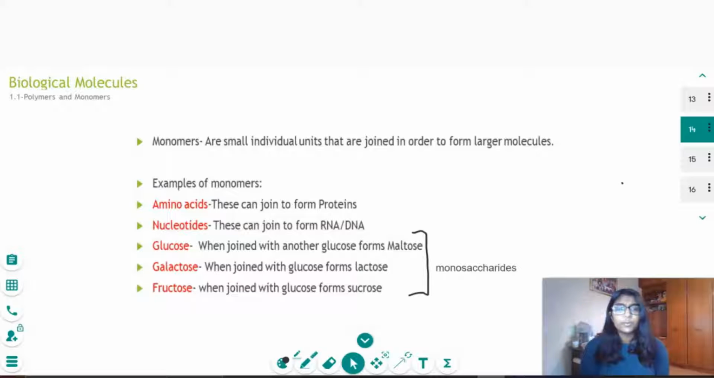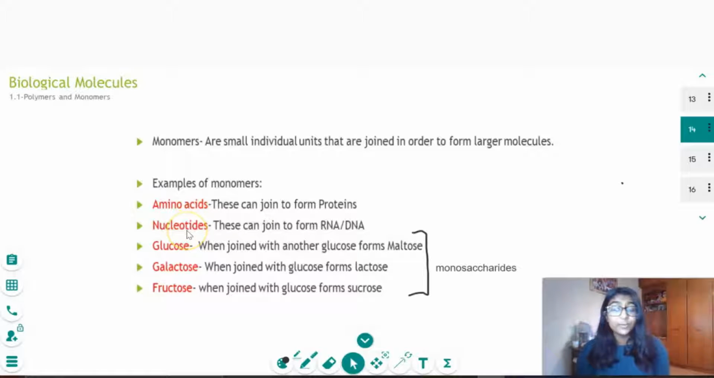Now let's move on and look at what a monomer actually is. So monomers are small individual units that are joined in order to form larger molecules, a bit like building blocks or Lego. So here we have a few examples of monomers. So first, let's start off with amino acids. So amino acids join together to form proteins, and proteins are vital for the body because proteins make up your organs, your skin, your muscles, and even your nails.